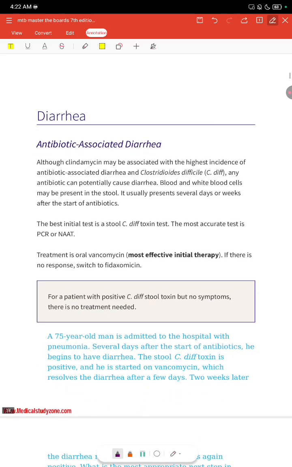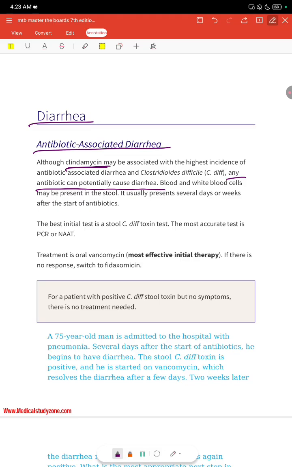Here comes the diarrhea topic. Antibiotic associated diarrhea. Although clindamycin may be associated with the highest incidence of antibiotic associated diarrhea and C. difficile, any antibiotic can potentially cause diarrhea. Blood and white blood cells may be present in the stool. It usually presents several days or weeks after the start of antibiotics.